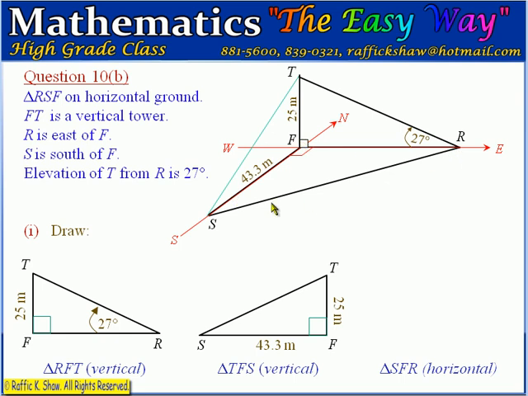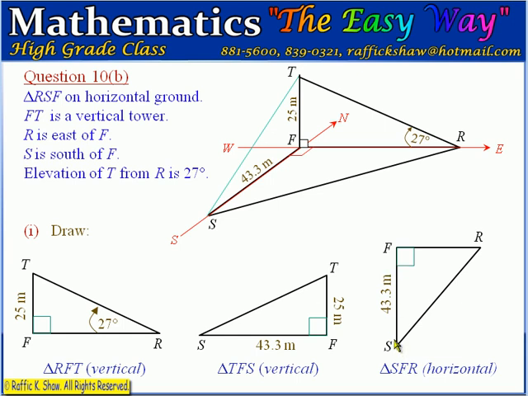And then the third triangle right here, we deduce that it's a right angle triangle as well. And it is a horizontal triangle. That's it, a horizontal triangle. And so we can extract and show that triangle as well. And so this length down here is 43.3 meters. This is the point F here. That's the point R here. That's the point S here.